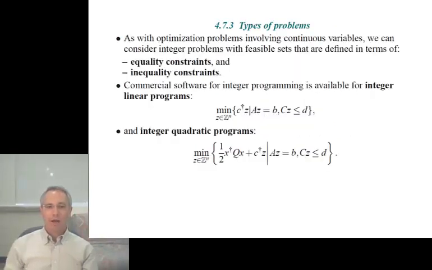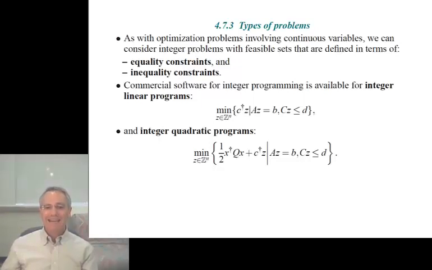Let's think a little bit about types of problems. Similarly to continuous variable problems, we can consider integer problems with feasible sets that are defined in terms of equality constraints and inequality constraints. And commercial software for integer programming is available for integer linear programs. In other words, I want to minimize over choices of Z in Z to the n, linear objective, C transpose Z, subject to linear equality constraint, AZ equals B, and subject to CZ less than or equal to D.